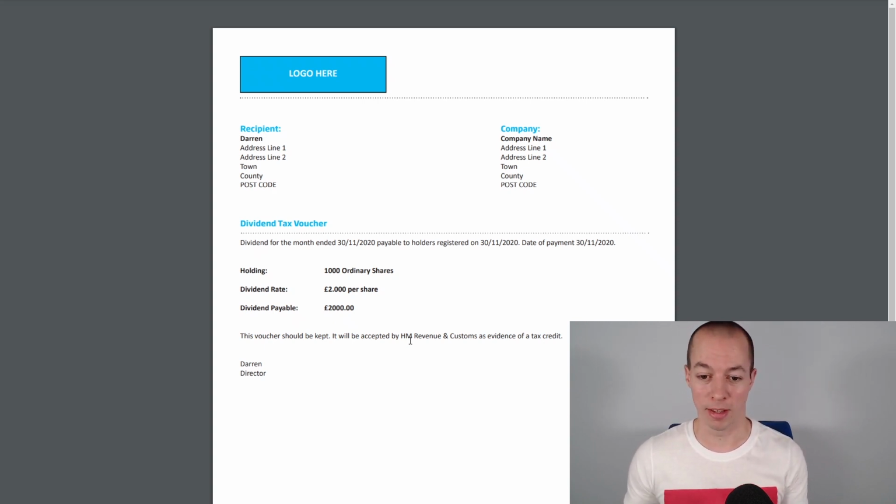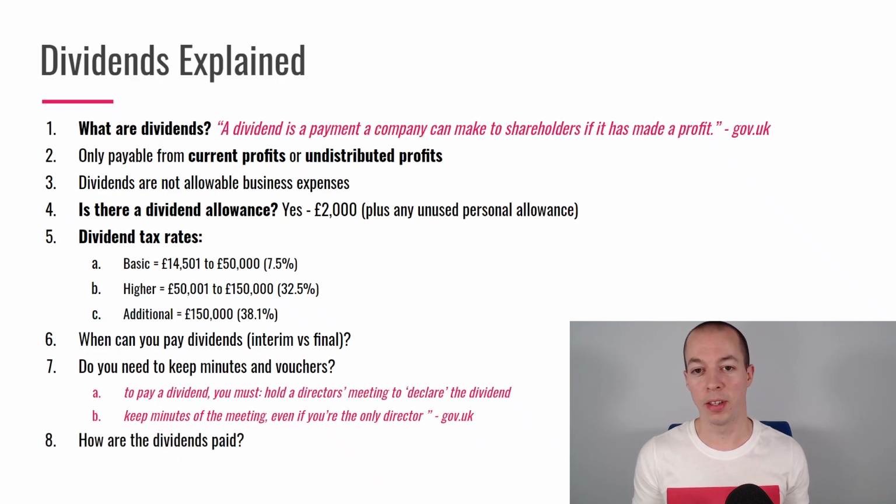And then finally, how are these dividends actually paid? Well, it's really straightforward. For me, I pay myself by bank transfer. So I log in, I send £2,000 over, and in the payment reference, I just put that it is a dividend payment. And then when I go into Xero or whichever accounting software you're using, you can log in and you can just assign that payment to your dividend account. So it's really, really easy to do that.